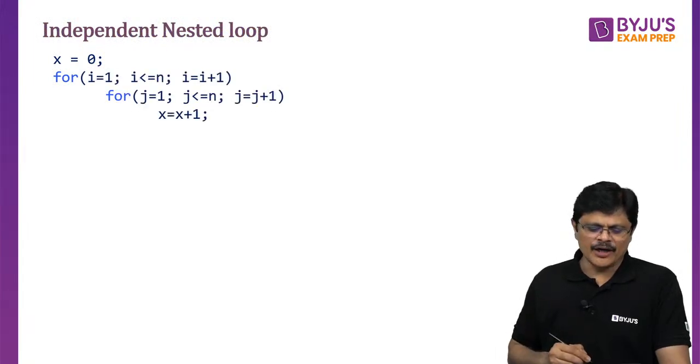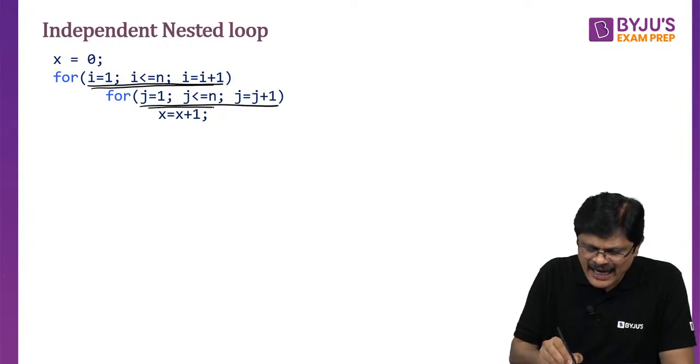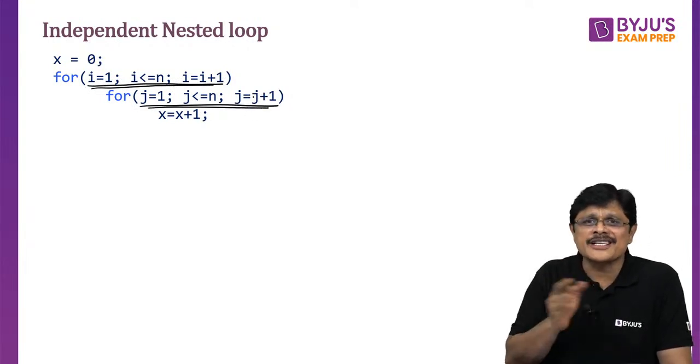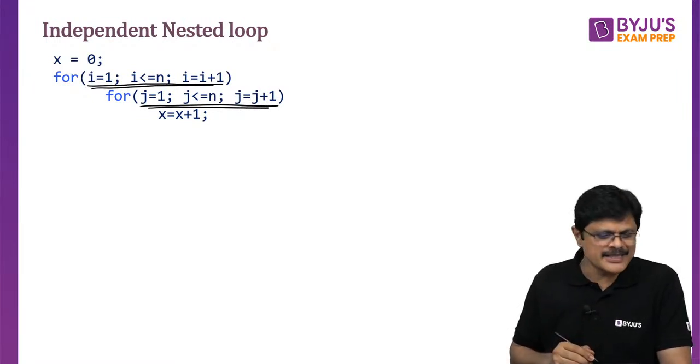Now, this is the idea of independent nested loop, my dear friends. Now here, see, this is loop variable I, and here it is j. And I and j values do not depend on each other. Such loop is called independent loop.